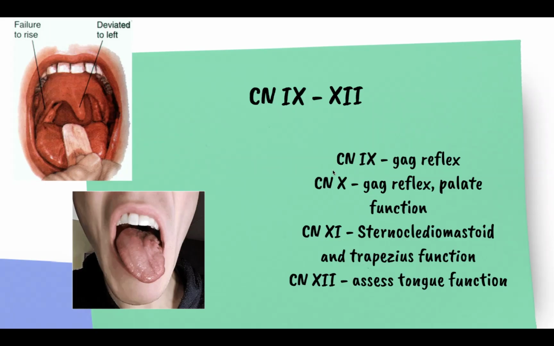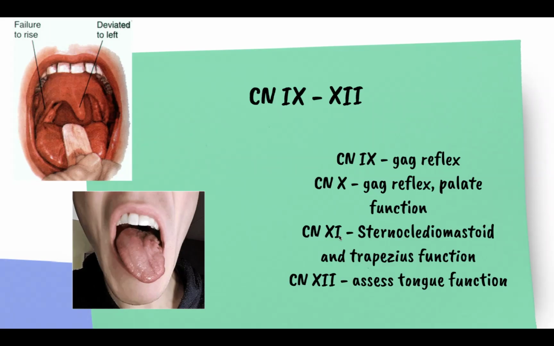It also is responsible for our palate. So you can see on the top corner that the uvula is deviated to one side. It shows that this side's working well, lifting it up when you get someone to say ah, but this side it's failing to do so. So it shows that there's some weakness, possibly from a vagal nerve palsy.